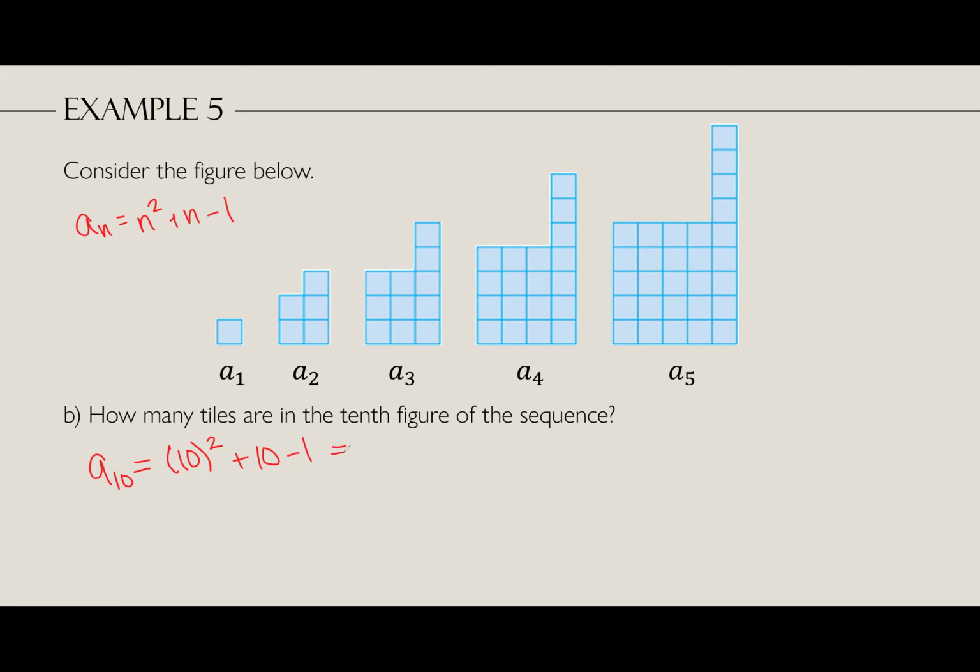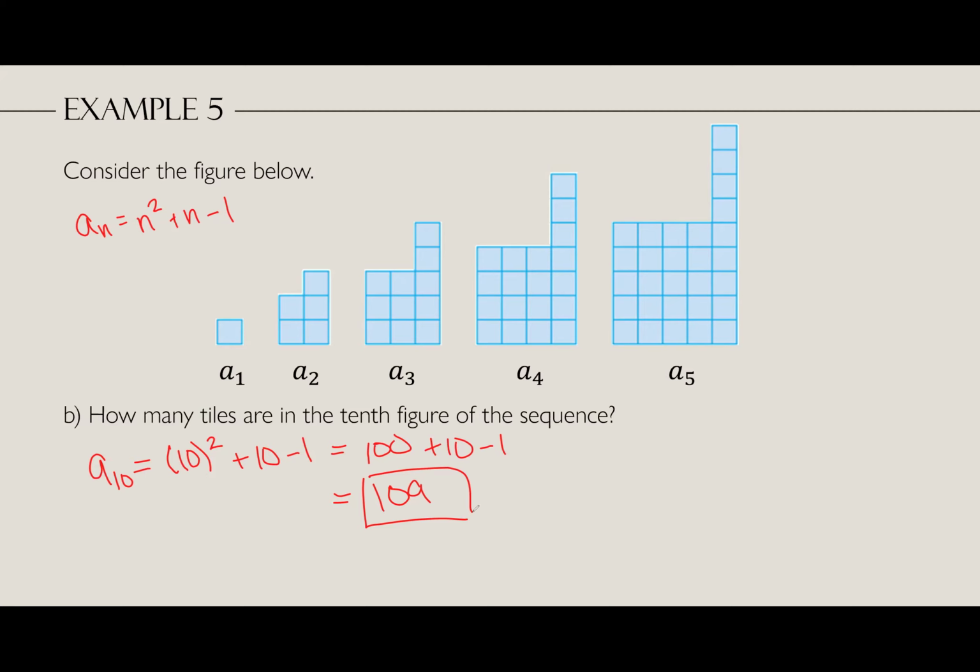Let's do some quick math. 10 squared, we get 100, plus 10 minus 1. 100 plus 10, we get 110. Minus 1, we get 109. So for part B, I'm predicting if I drew it all the way out to A10, I'd be drawing 109 boxes. So I'm definitely glad I don't have to draw that.